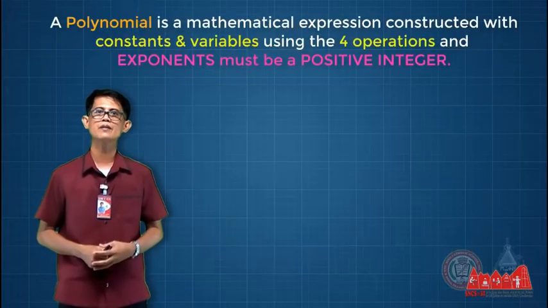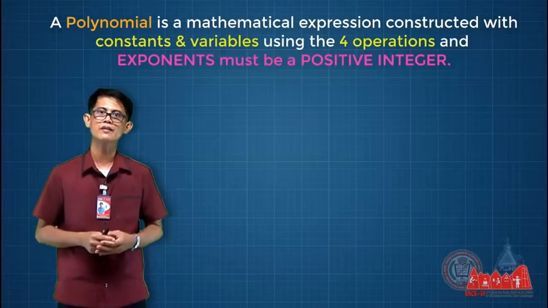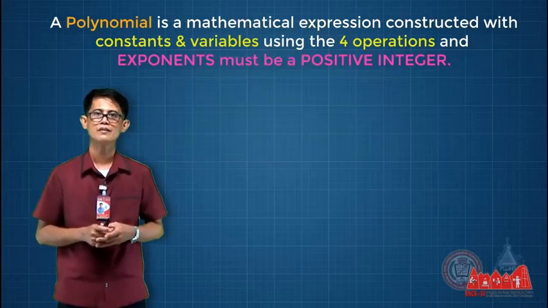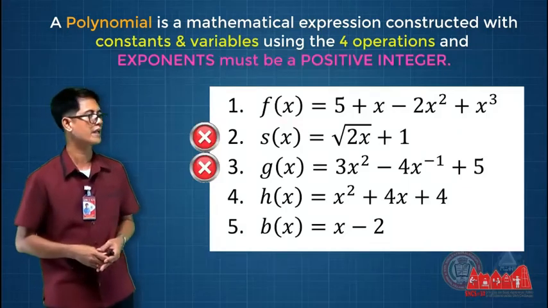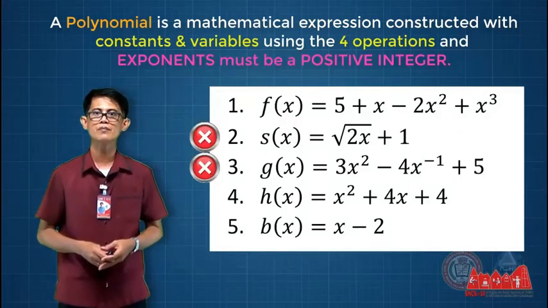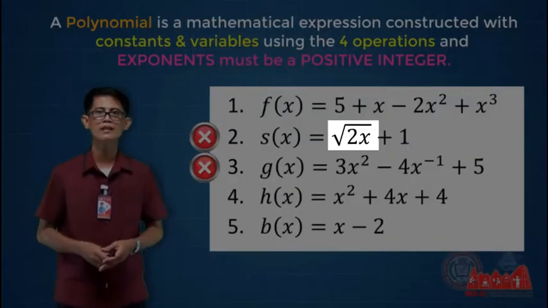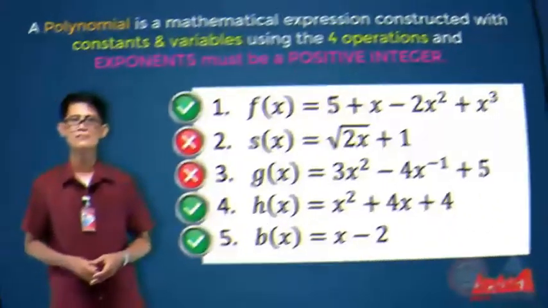A polynomial is a mathematical expression constructed with constants and variables using the four operations, and here's the important part: exponents must be positive integers. Based on the definition, we can say that examples 2 and 3 do not qualify as polynomial functions because we have a negative exponent here and a term inside a radical sign, which is equivalent to a fractional exponent. The rest are considered polynomials.